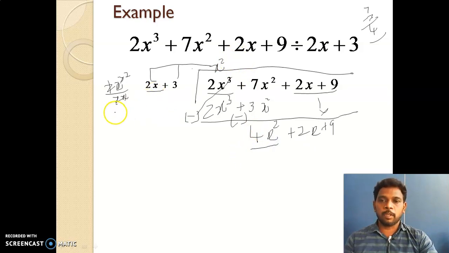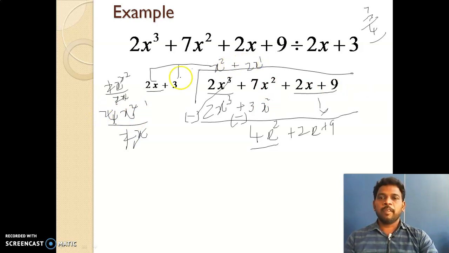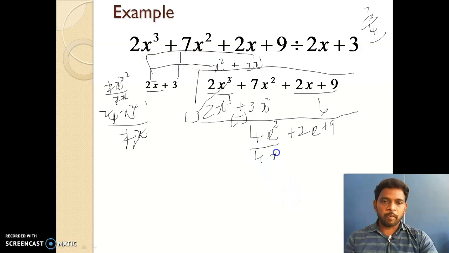How can I write the next term of the quotient? Divide this one by this one. So 4x square divided by 2x. So here 2 2s are 4, and when we cancel the power, 2x to the power 1. So here plus 2x to the power 1. So when we multiply this number with these two numbers, the first term will be the same, that is 4x square, and second term plus 3 into 2, so 3 2s are 6x.